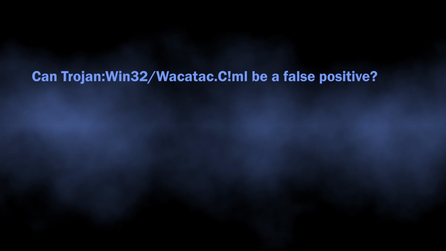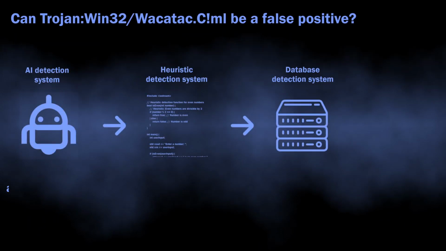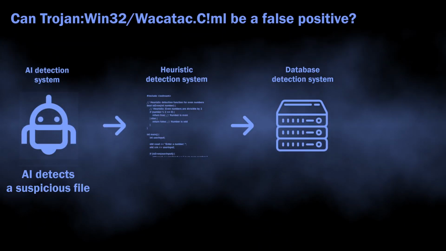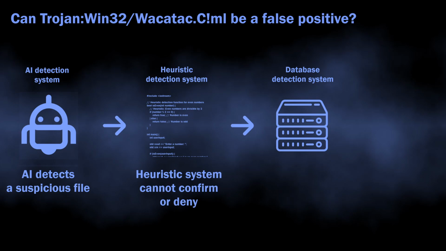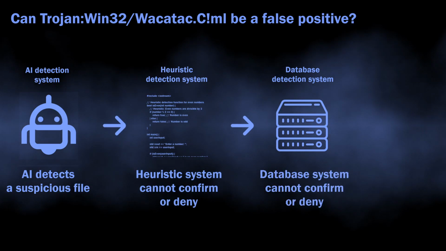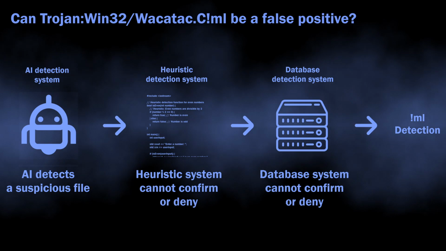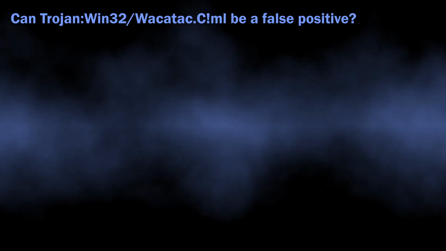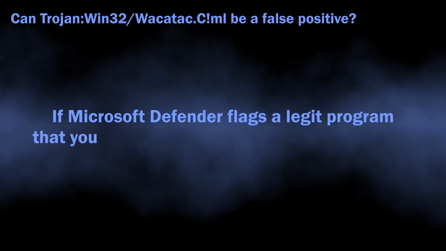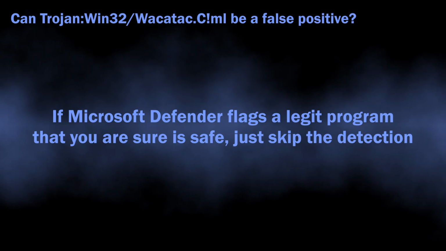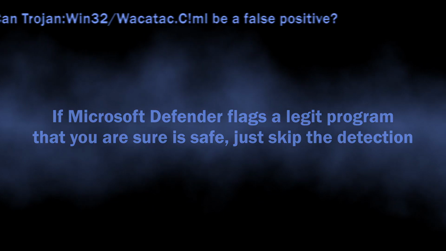There is also a possibility of this detection being a false positive. As I said, it comes from the AI detection system, which requires confirmation from other detection systems for better accuracy. When these other systems cannot confirm or deny that the threat is real, it can end up with a false detection. If you see Microsoft Defender flagging a safe and legit application as malicious, you can just dismiss the alarm.